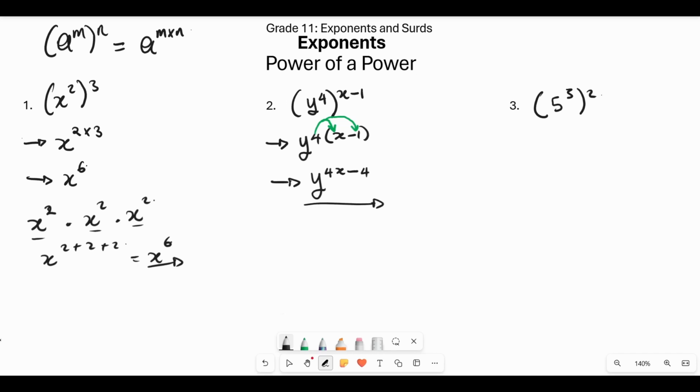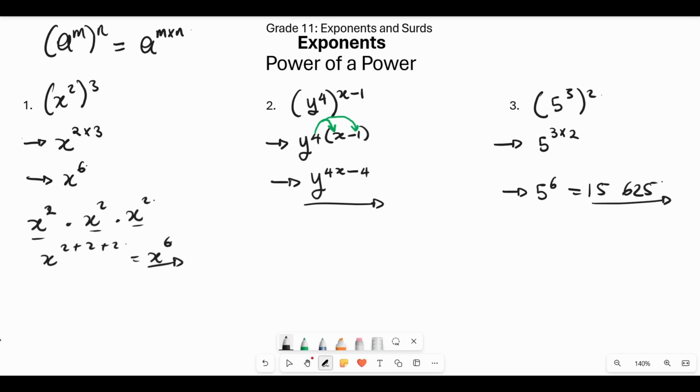-4. Then on the third one, we're going to be looking at just values, which is going to be 5. 3 multiplied by what? Multiplied by 2. And in this case, you're going to be having 5 to the power of 6. 5 to the power of 6 is going to be equal to 15,625. So this will be your answer.